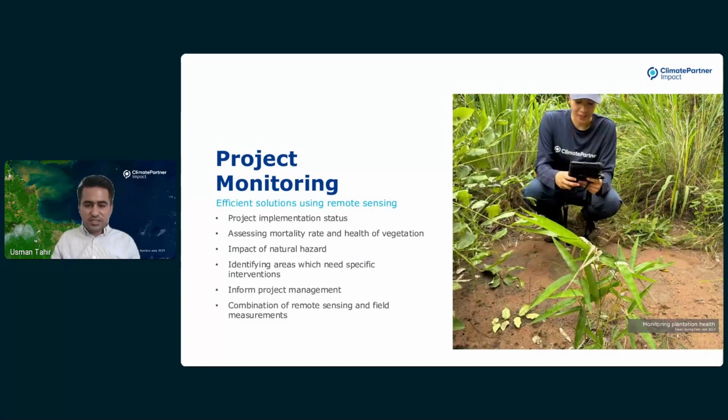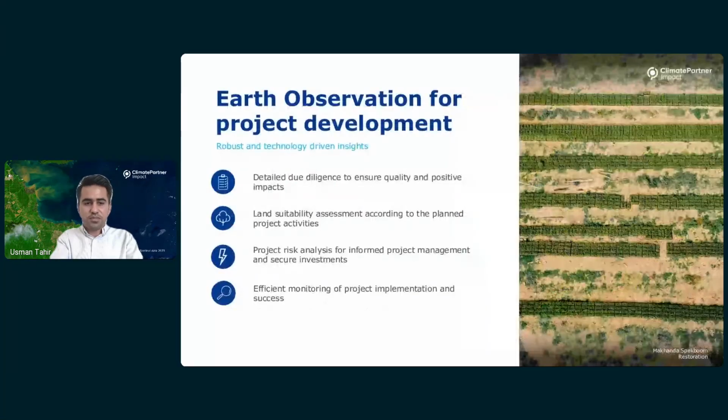This is another example. Here, Angela, our project developer, is monitoring the health of plantation and collecting data in the app. We assess the health of vegetation using different indicators that are designed for specific tree species. For bamboo, it's different. For spectrum, it's different. And then based on that, we see what is the health of the vegetation, and then we take decisions accordingly.